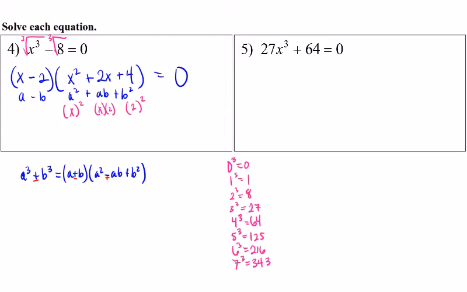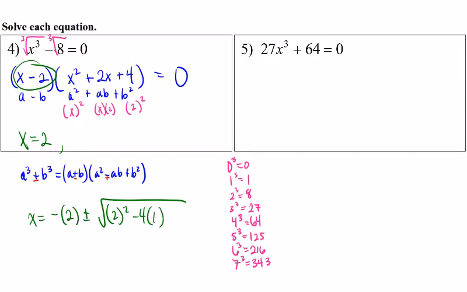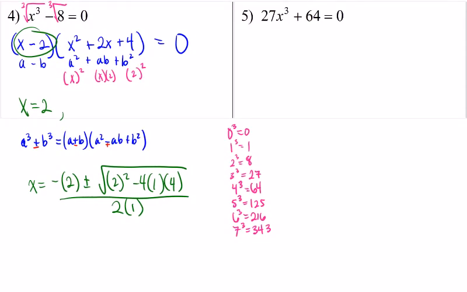So I know one of my answers already is x equals 2, right? But to find our other answer, I'm going to have to plug this into the quadratic formula. So I'll say x equals negative b. So here b is 2 plus or minus the square root of b squared minus 4 times a, which is 1, times c, which is 4, all over 2 times a, which is 1. So we'll do all this. We'll do the discriminant first. So that becomes 4 minus 16. So that'll become negative 12.